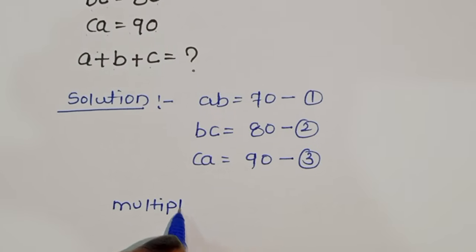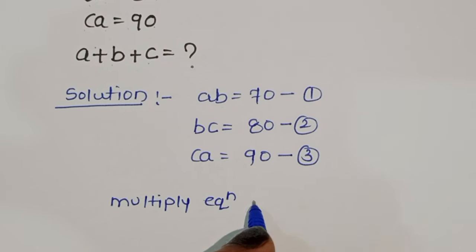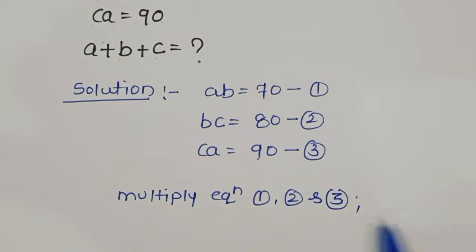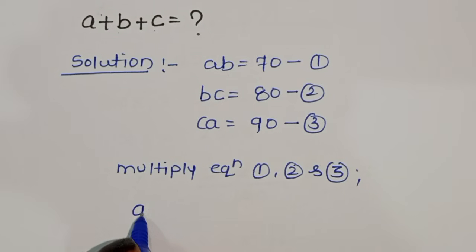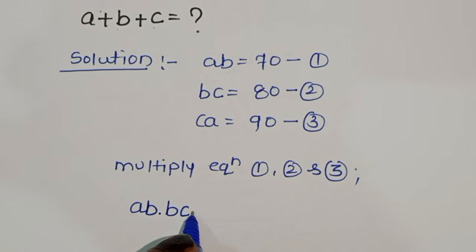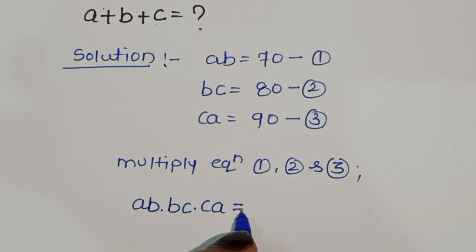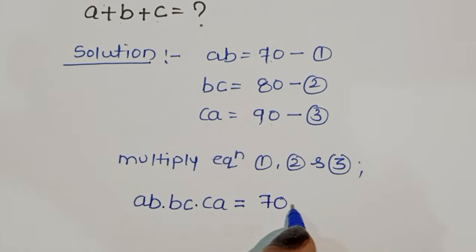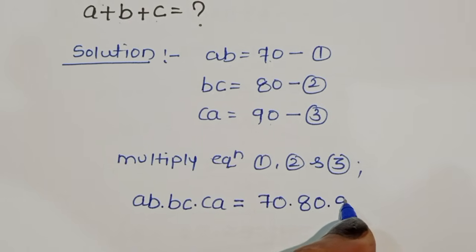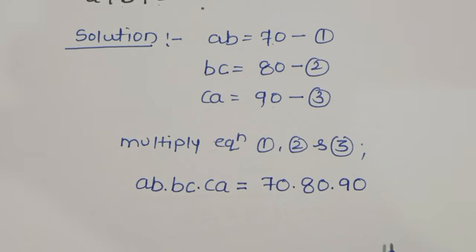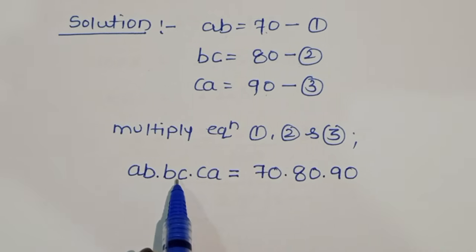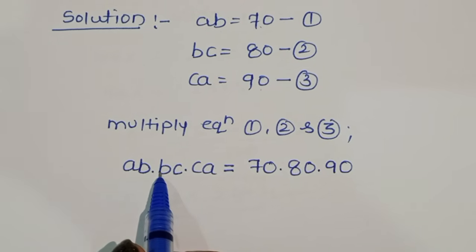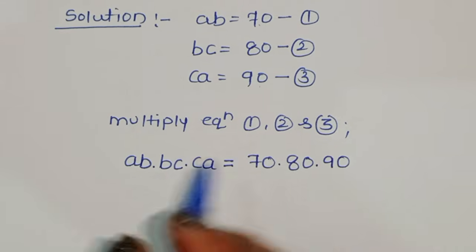Multiply equations 1, 2 and 3. Then we will get AB times BC times CA is equal to 70 times 80 times 90. Now AB times BC times CA, so we can say A times A will become A square, B times B will become B square, and C times C will become C square.